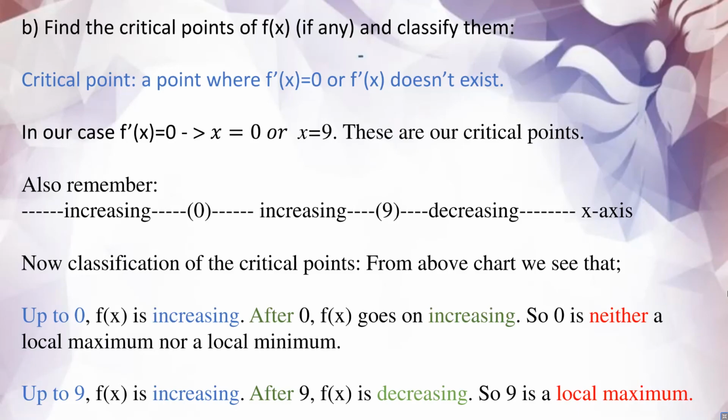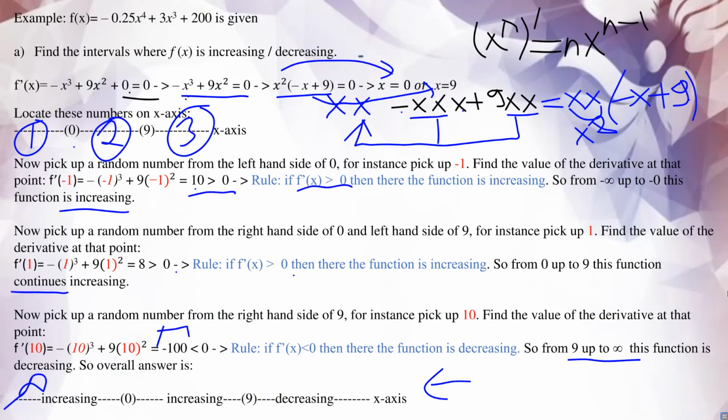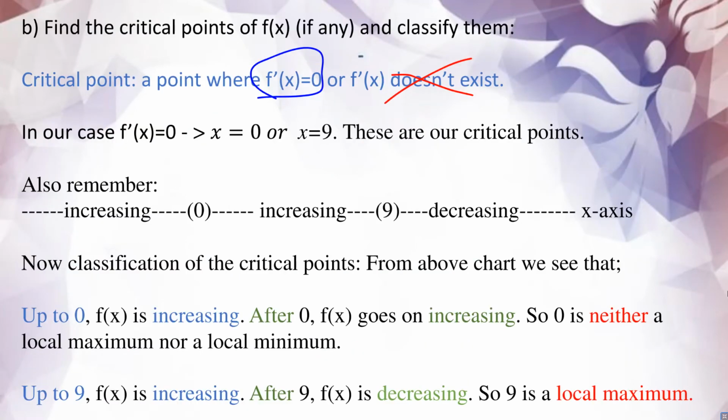Okay. B part of the question is identical to the B part of the first question. Find the critical points of f(x), if any, and classify them. So what is a critical point? A point where the first derivative is 0, or the first derivative doesn't exist. But I told you that this case is out of our syllabus. So we focus on only this case, where the derivative is 0. So first you have to find the derivative and find what makes it 0, which we already did. There's the first derivative, and we have found what makes it 0. It's either 0 or 9. These are our critical points.